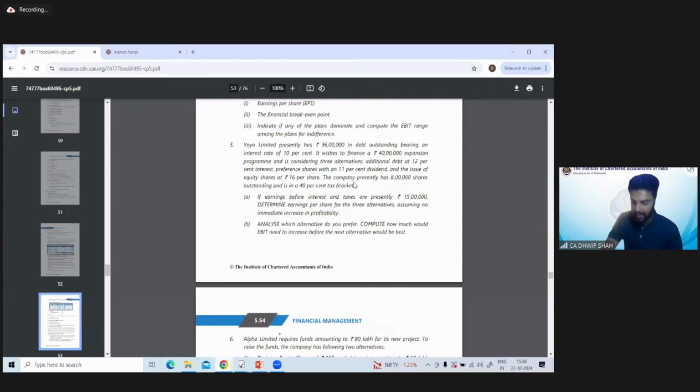Part B, second. So hope everyone understood the learning objective or the learning outcome number one, evaluating the different plans and selecting the best one. So part A was all about learning objective one, evaluating different financing plans and selecting the best alternative. Hope everyone understood. Now part B, second part, they have asked compute how much would EBIT need to increase before the second alternative would be best.